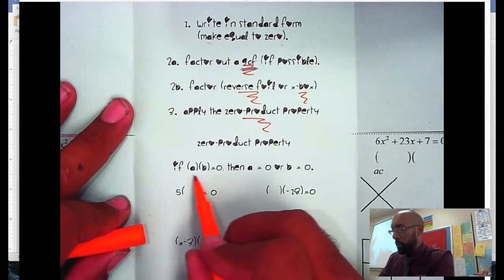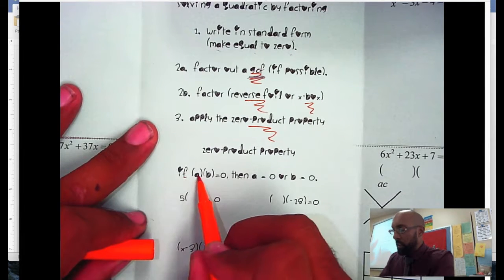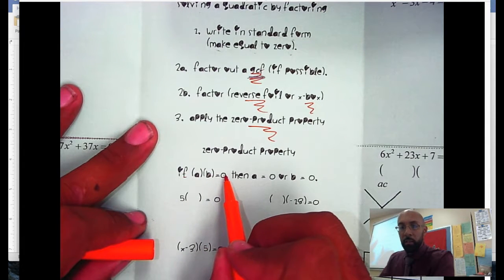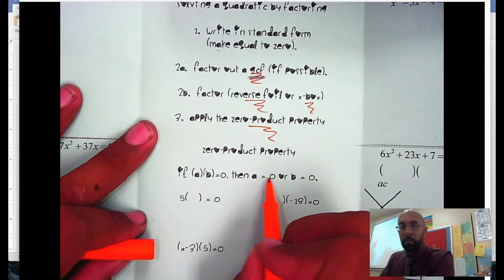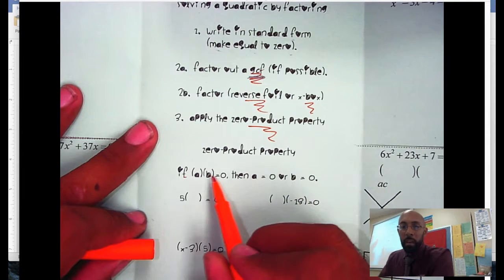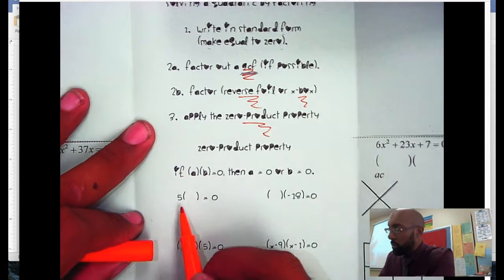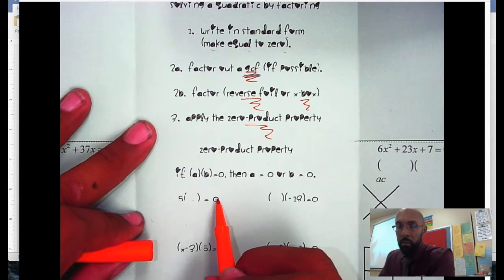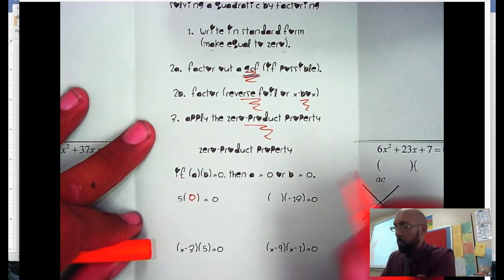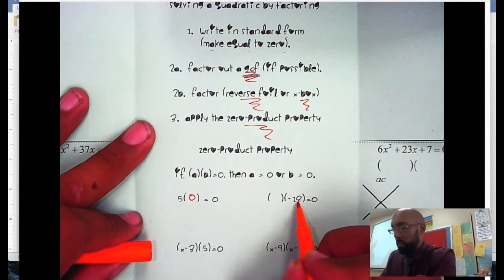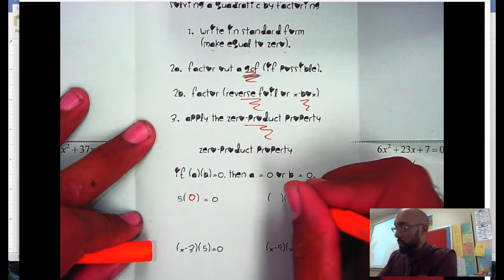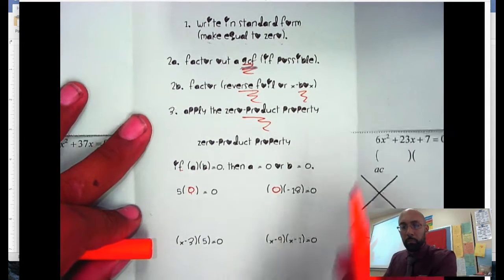So, the property is, if A times B is equal to 0, that means that either A is equal to 0, or B is 0. One of them has to be 0 in order for them to equal that, right? So, in other words, 5 times what number would be equal to 0? Well, 0. What number times negative 18 would it be equal to 0? Well, it would have to be 0 times negative 18.